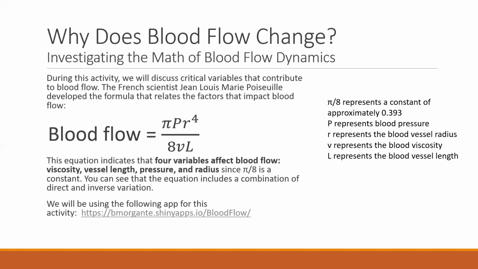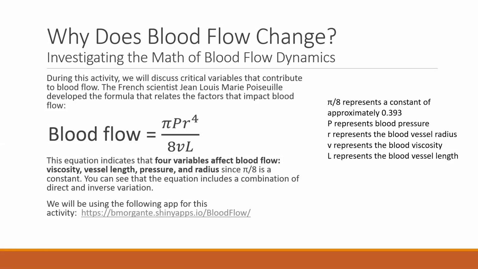In this video, we are going to look at why blood flow changes. We're looking at the work of a French scientist who developed a formula that calculates blood flow, and there are 4 variables that impact this. The first is viscosity. Viscosity is the thickness of your blood, and that's represented by V in the formula.